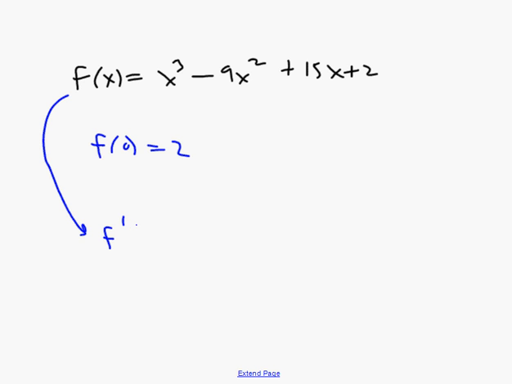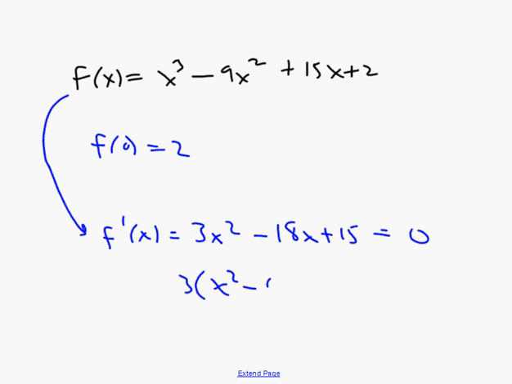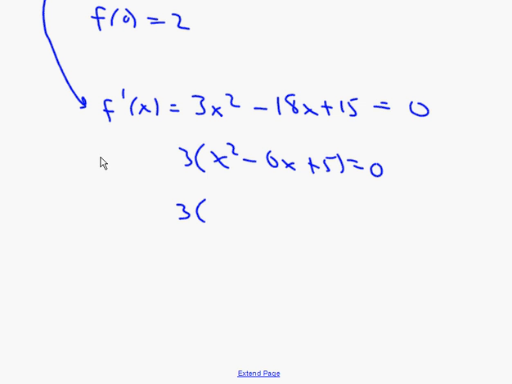So f prime of x is going to be 3x squared minus 18x plus 15. Okay? So the most natural thing is to start out by trying to find out, hey, when does this thing equal 0? So we'll set this thing equal to 0. And let's try factoring. There's a common factor of 3 I can take out. So 3 times x squared minus 6x plus 5 equals 0. And then that's factorable. If it wasn't factorable, you'd have to resort to the quadratic formula. But that looks pretty good.